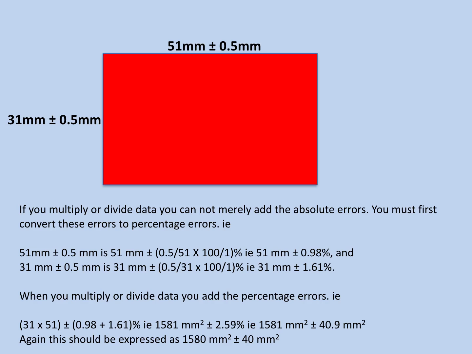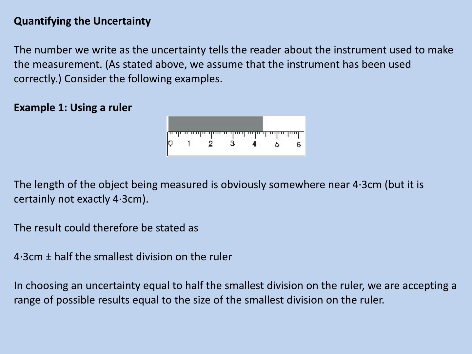Okay, so we've looked at accuracy and precision. We've looked at adding data and adding absolute errors, and we've looked at multiplying or dividing data and you add the percentage errors. Now let's have a look at how we can quantify this uncertainty, how it is we determine these errors. So what we did previously is we looked at the half of the smallest scale division. So it was measured to a millimeter. We said the error was plus or minus 0.5 of a millimeter.